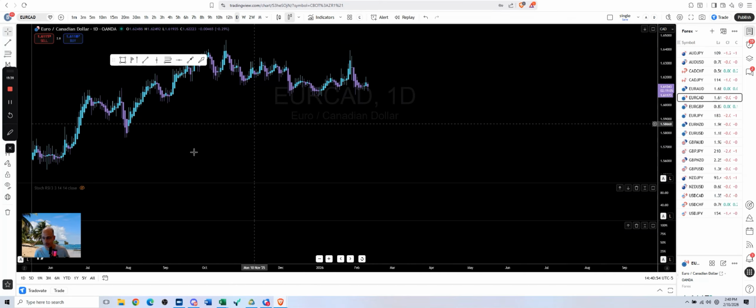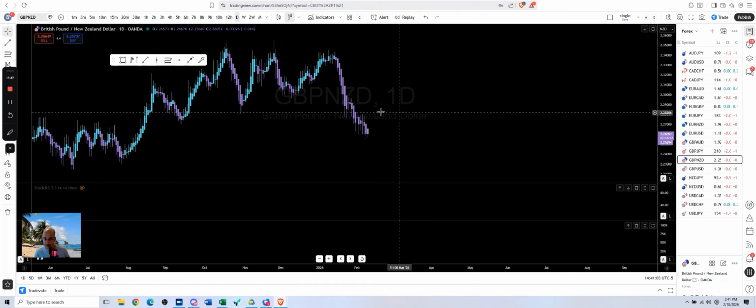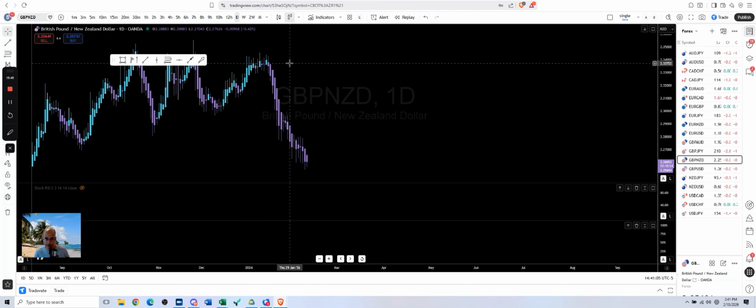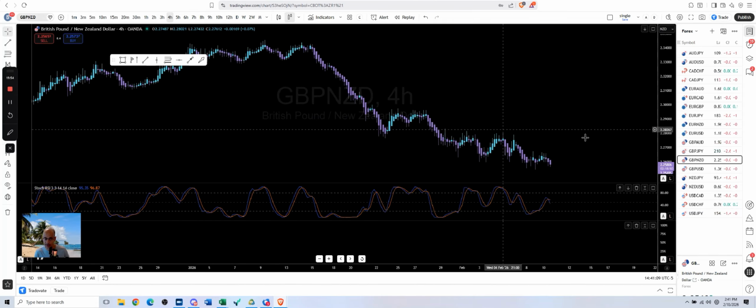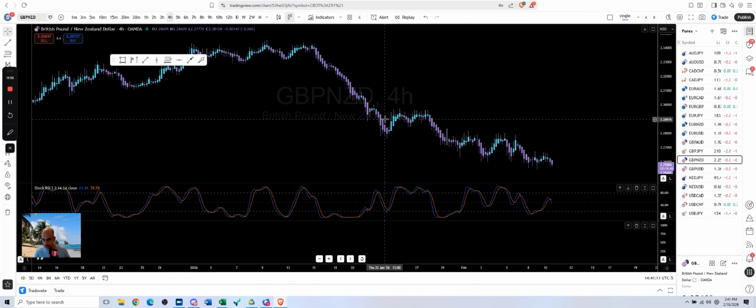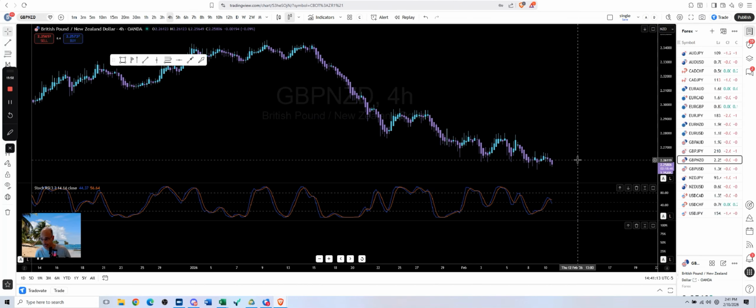It's just not really doing much, as opposed to something like pound Kiwi, right? This has been trending down here. This is the daily chart, and obviously there have been entries along the way here on the 4-hour chart. And I actually did take a couple of these.